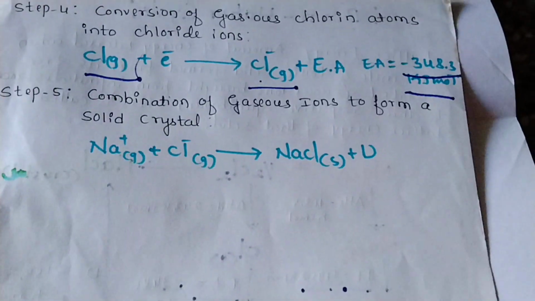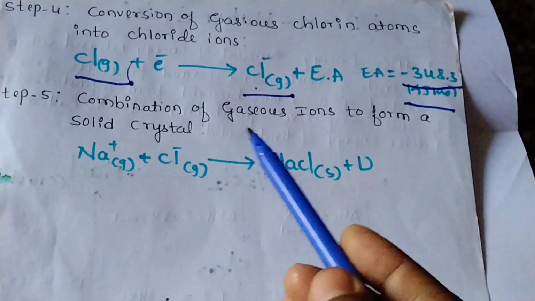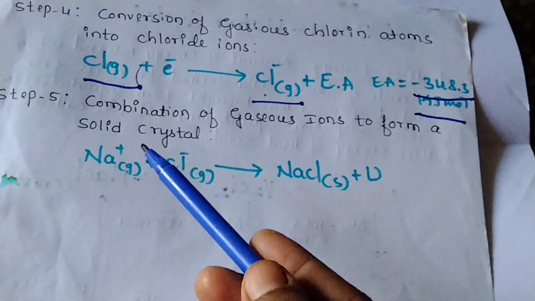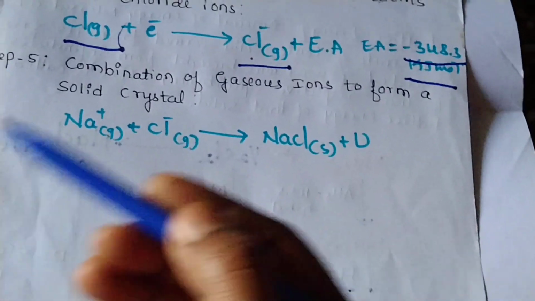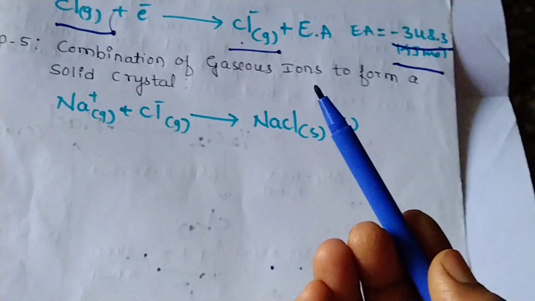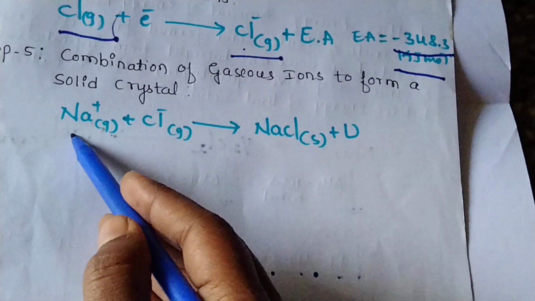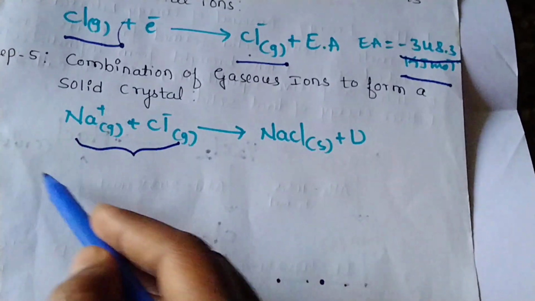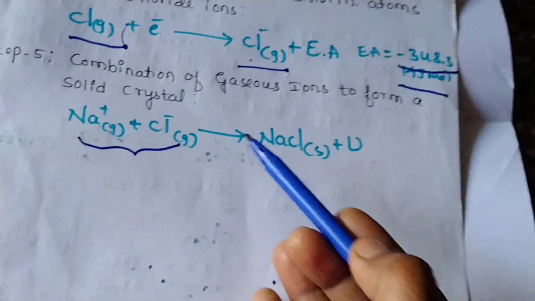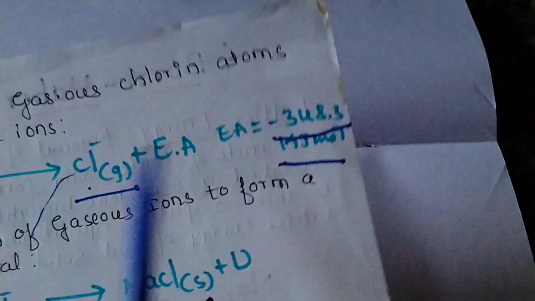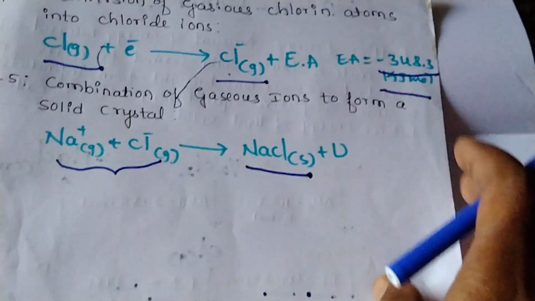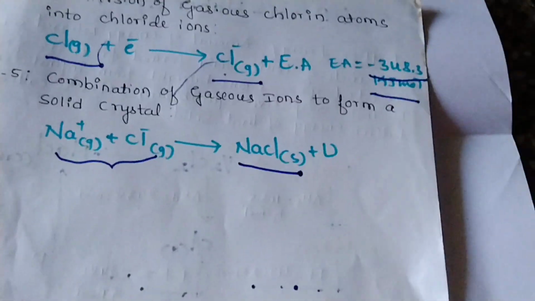In the fifth step, the combination of gaseous ions to form a solid crystal. Here we know the lattice energy definition: some amount of energy will be released when the two gaseous ions are combined from infinity, so there is a formation of a NaCl crystal. With the help of the Born-Haber cycle, we can calculate the lattice energy.